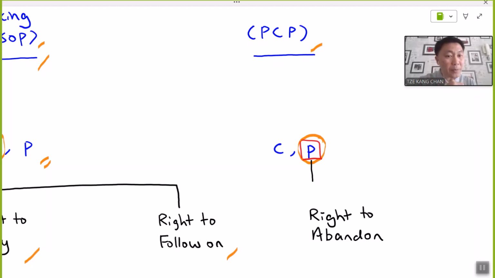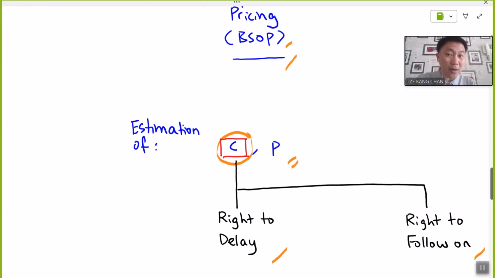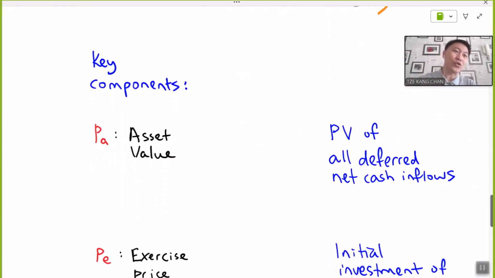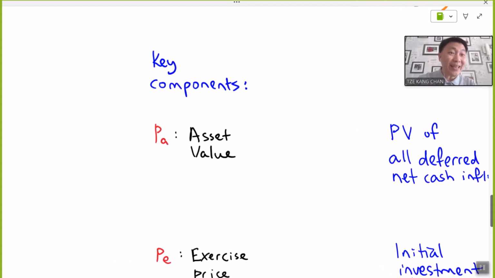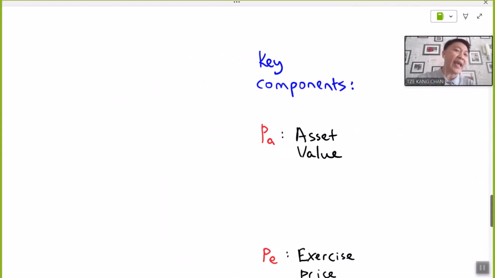So this model will be mainly used to estimate the value for the right to abandon. Well, guys, I'm sure you should be aware. In applying particularly the BSOP model, we need 5 key set of variables before we can plug into the formula to derive the values.